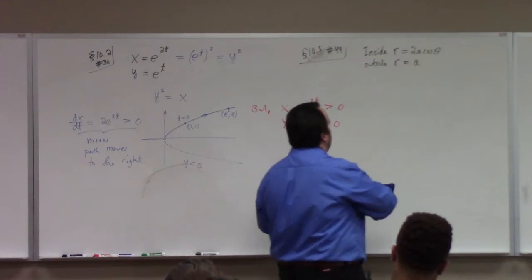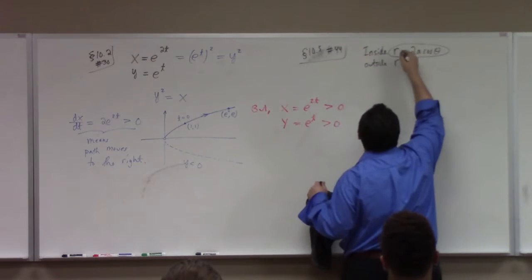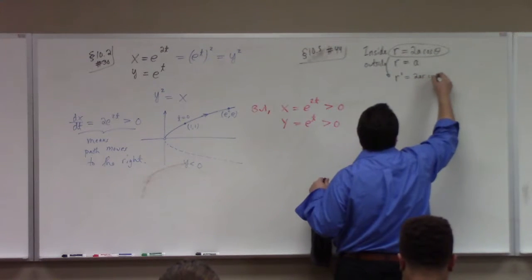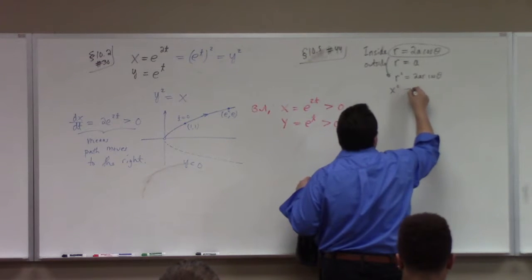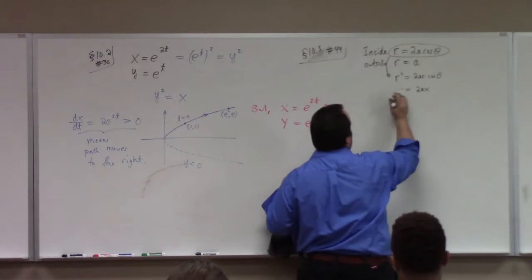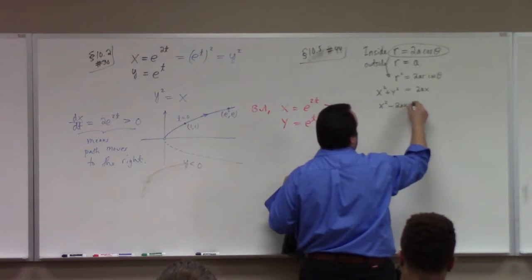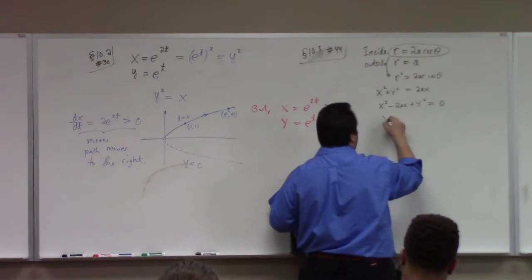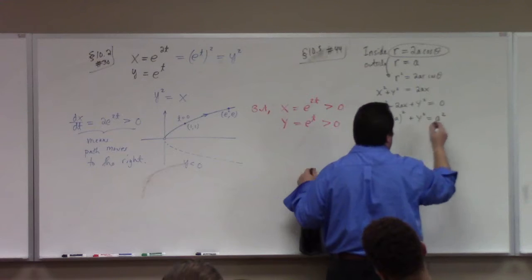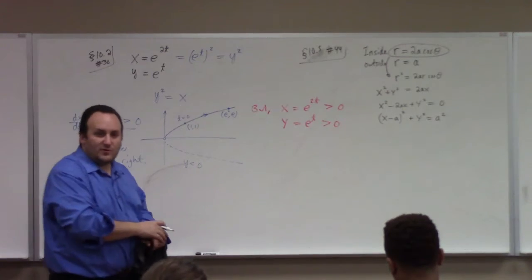So, when I see this, I know from my experience with you guys lately that if I multiply that by r, I get r squared equals 2ar cosine theta, which gives me that x squared plus y squared equals 2ax. Which gives me that x squared minus 2ax plus y squared equals 0. Complete the square. X minus a quantity squared plus y squared equals a squared. So yay, it's a circle. It's got radius a. And we're going to assume that a is positive.